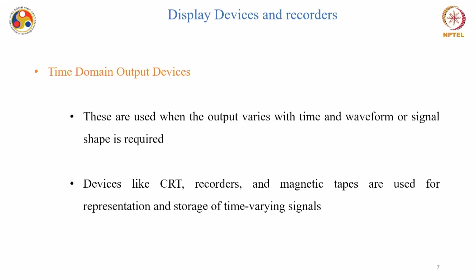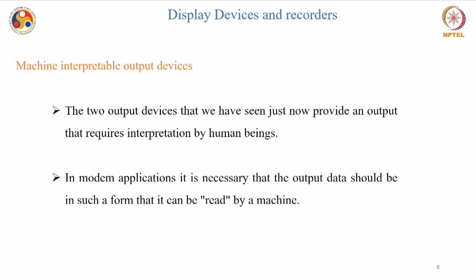Then we have time domain output devices. These are used when the output varies with time and the waveform or signal shape is required, okay. Devices like the CRT that we have discussed earlier, recorders and magnetic tapes are used for representation and storage of time varying signals. Now we have even more advanced ways of storing this data, right. We have USB ports where you can put your pen drives and store the data, or you have SSD hard drives and so on, okay. Now the world has moved much beyond magnetic tapes and other things, okay. Then we have machine interpretable output devices.